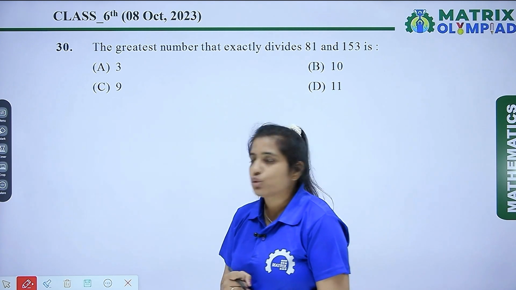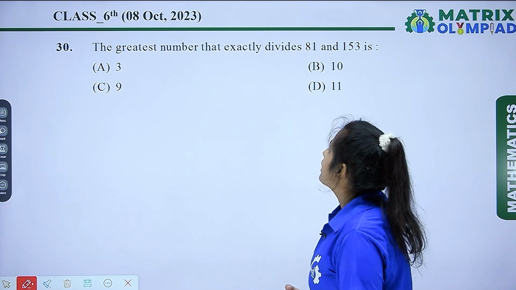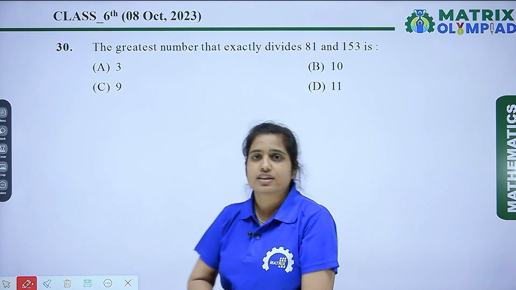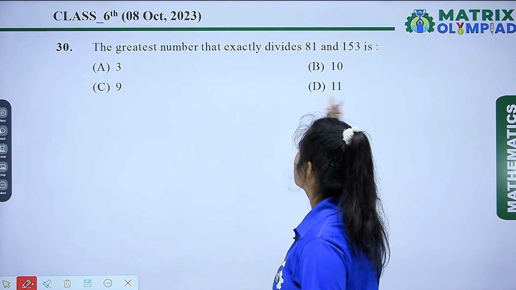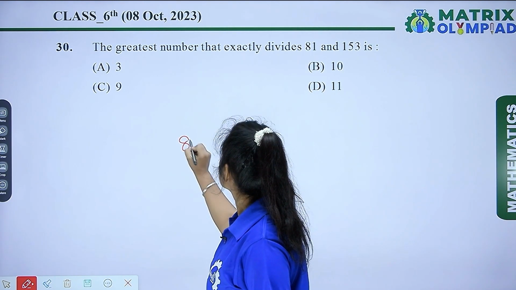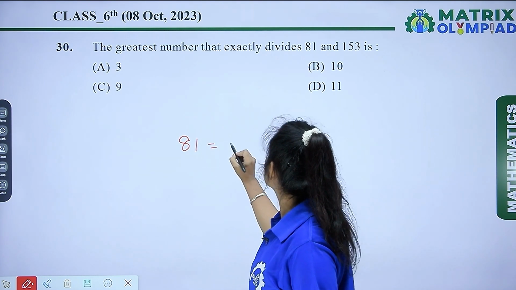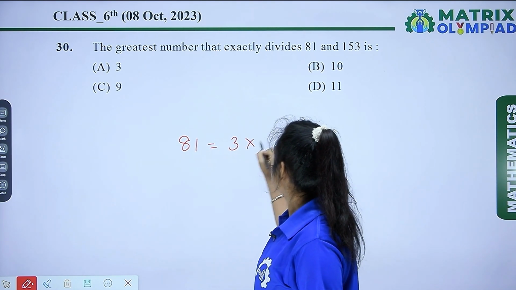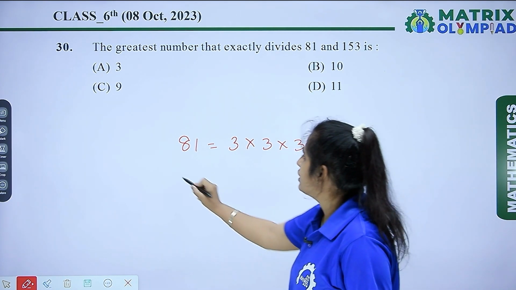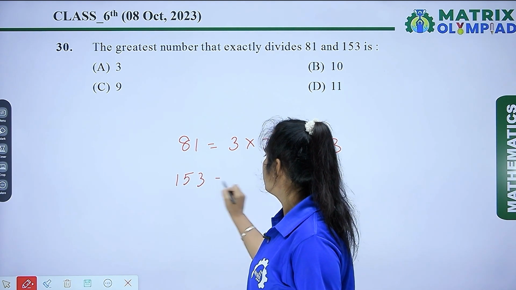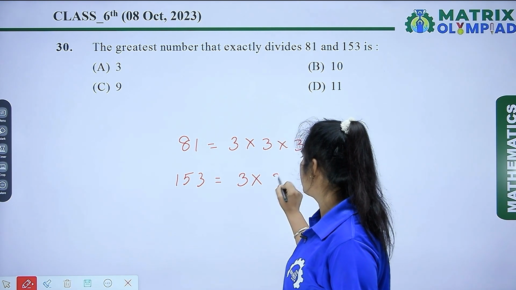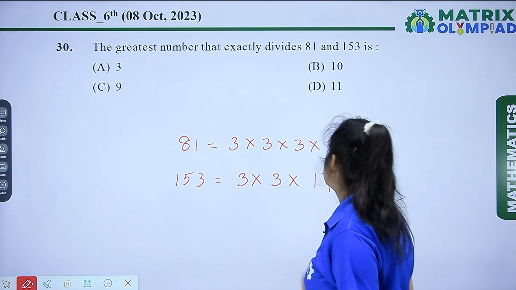Now in the 30th question, the greatest number that exactly divides 81 and 153 is. हमें एक ऐसा नंबर चाहिए जो एक्जैक्टली इन दोनों नंबर से डिवाइड हो जाए. So here 81 can be written as 3 multiplied by 3 multiplied by 3 multiplied by 3. And the next number is 153. That can be written as 3 multiplied by 3 multiplied by 17.